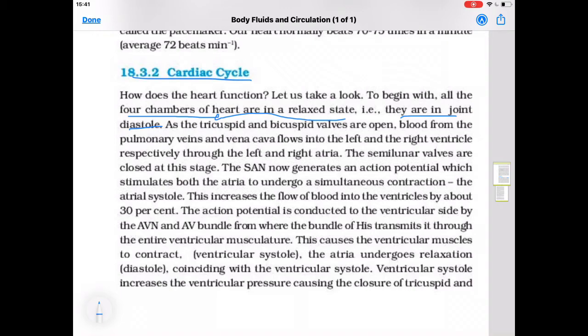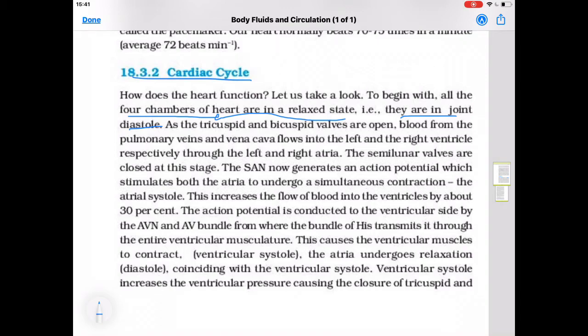During joint diastole, blood is poured in the left and right atria. In the left atria through pulmonary vein and in the right atria through vena cava. So vena cava bring deoxygenated blood and pour into right atria. Similarly, pulmonary vein brings oxygenated blood and pour into the left atria. So during diastole stage, both atria are in relaxed condition and these vessels are bringing blood into these auricles.